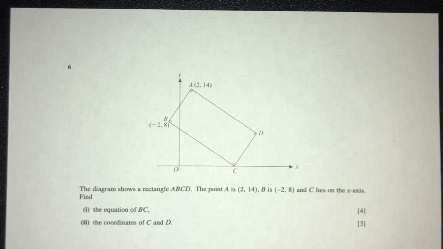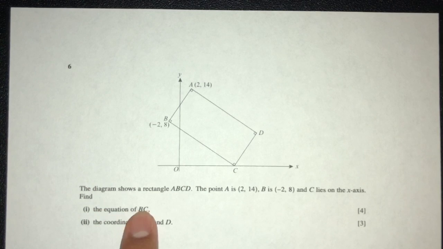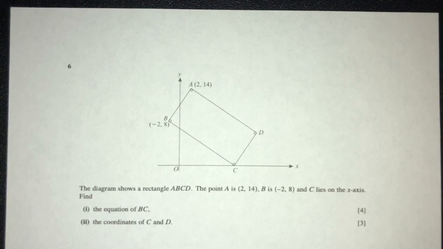The diagram shows a rectangle ABCD. The point A is (2, 4), the point B is (-2, 8), and C lies on the x-axis. Okay, as we can see here. Now part 1, find the equation of BC. BC is this one. Now again, we understand BC is a straight line. To find the equation of a straight line, we must first find the gradient of BC.